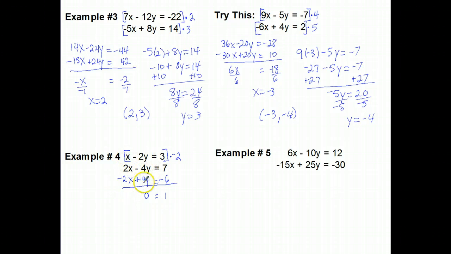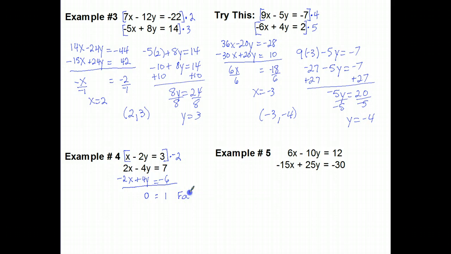So I lost both of my variables, and the resulting statement is a statement without variables. It's just numbers. Now what you need to do is look at the truth value of the remaining statement if you lose both your variables. Does 0 equal 1? No. This is a false statement.